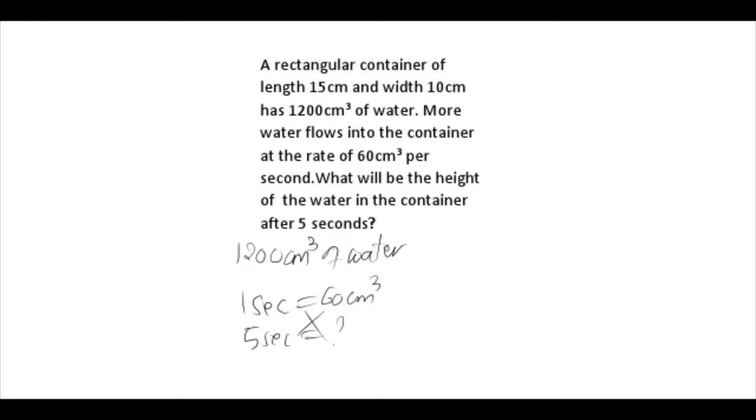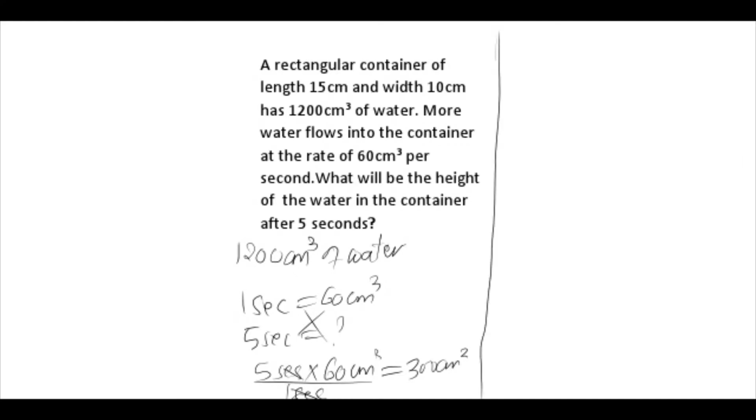For us to know the volume of water that will have flown, we have 5 seconds multiplied by 60 centimeters cubic divided by 1 second. Seconds and seconds cancel, and we remain with 5 times 60, which is 300. So we have 300 centimeters cubic of water that has flown. We add it to the water that was already available: 1200 plus 300 gives us 1500 centimeters cubic.